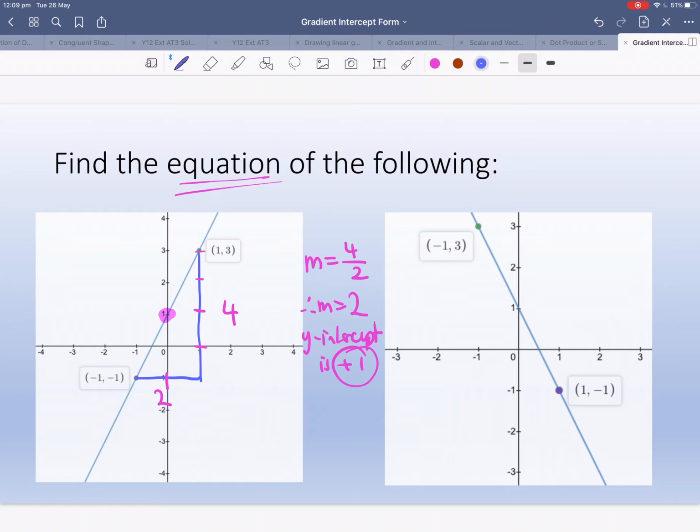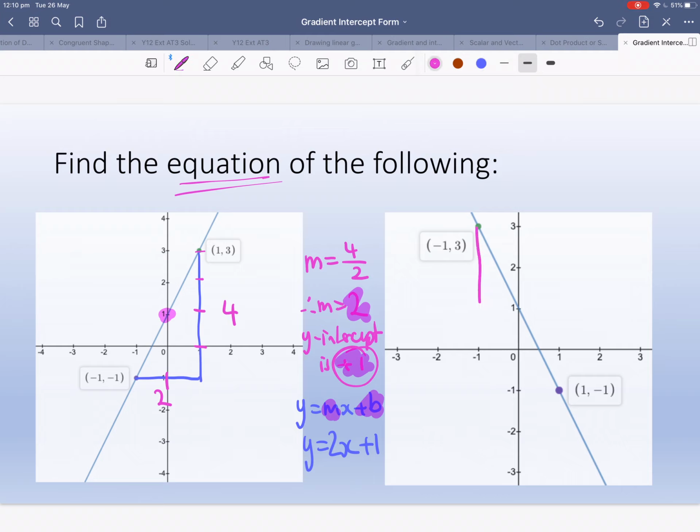Now, it says find the equation. So I'm going to write it as y equals mx plus b. Remember, our m is 2, so I'm going to write that down. Y equals 2x, and our plus b is our y-intercept, which actually is +1, so that's my equation here, +1. All right, why don't you try the next one? Pause the video and see how you go. I'm going to do it quickly, and let's see how we go.